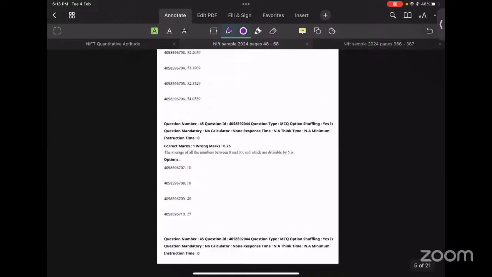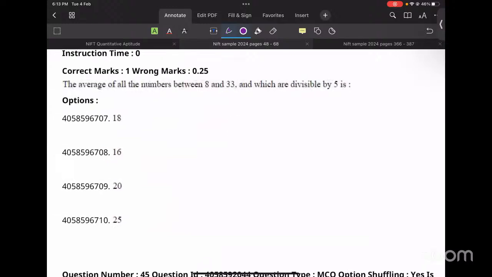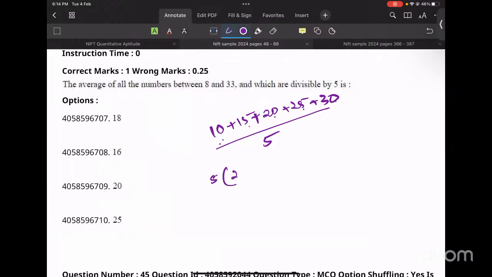So now we will be looking at this question also. Just a few numbers are involved. The average of all the numbers between 8 and 33 that are divisible by 5. So it is 10, 15, 20, 25, 30 only. So the average is over 5 numbers, so divide with 5. You can take a 5 common. It will come 2 plus 3 plus 4 plus 5 plus 6.